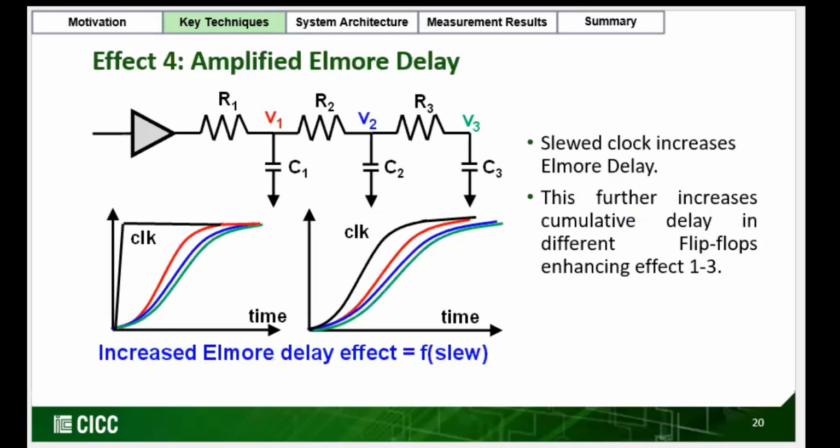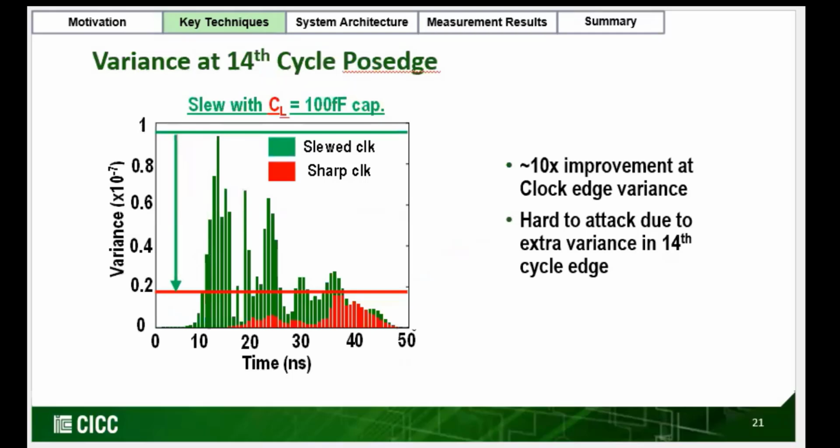Further, Elmore delay is also amplified. If we provide ideal clock after buffer and at different point like V1, V2, V3, we see some distorted clock. However, if initial clock itself is slewed, it's further slewed due to cumulative effect. And this further increases cumulative delay in different flip-flops, enhancing the effect of 1, 2, 3 against side channel attack. Now, due to all these effects, we see a 10x improvement in clock edge variance in 14th cycle positive edge clock, which is the attack point in our case. In red, you can see the sharp clock, but while you are using green or slewed clock, we can see the 10x improvement in variance, which directly contributes to possible 100x improvement in minimum traces to disclosure.